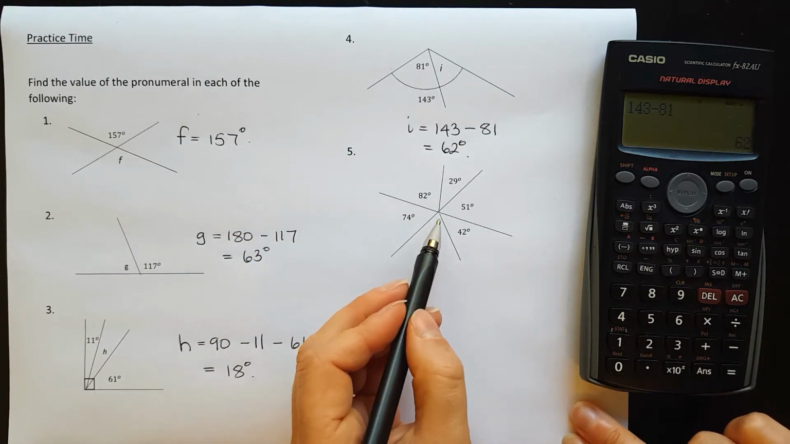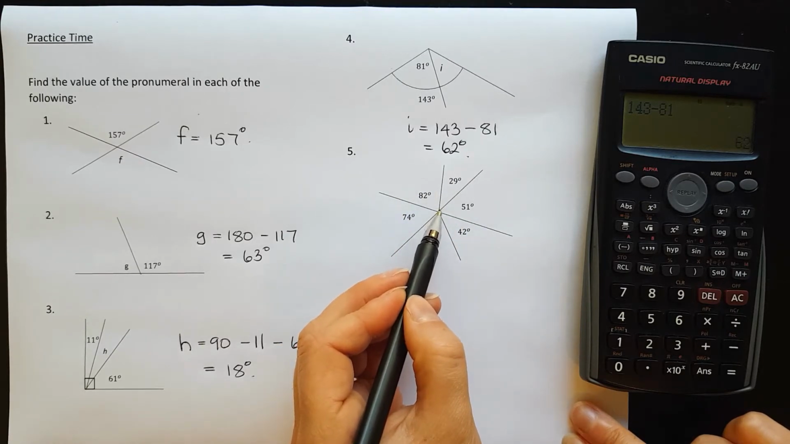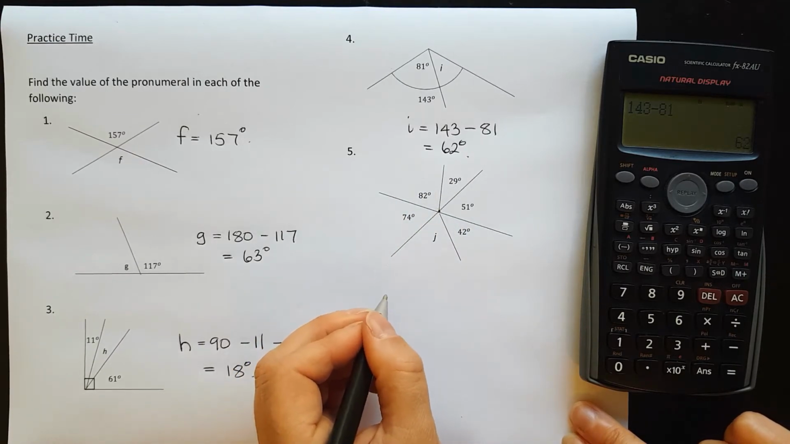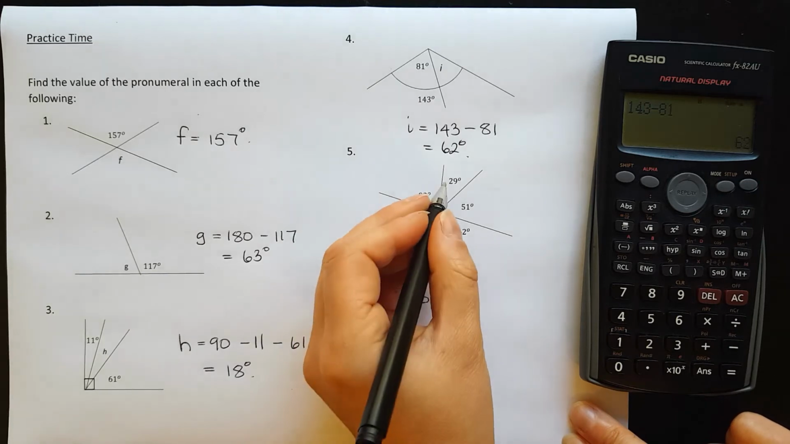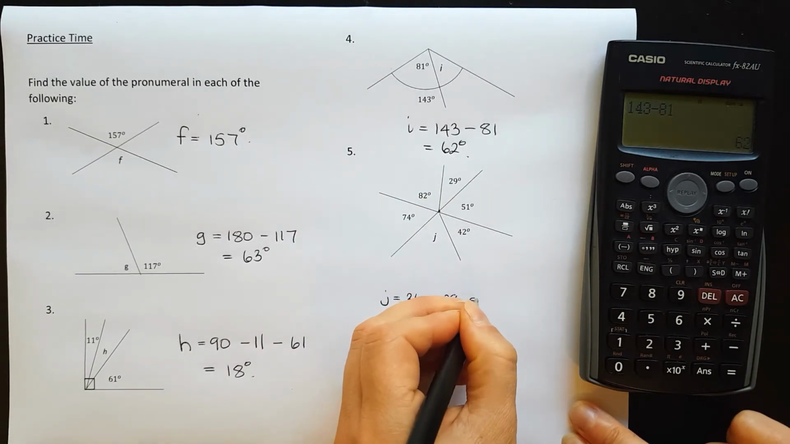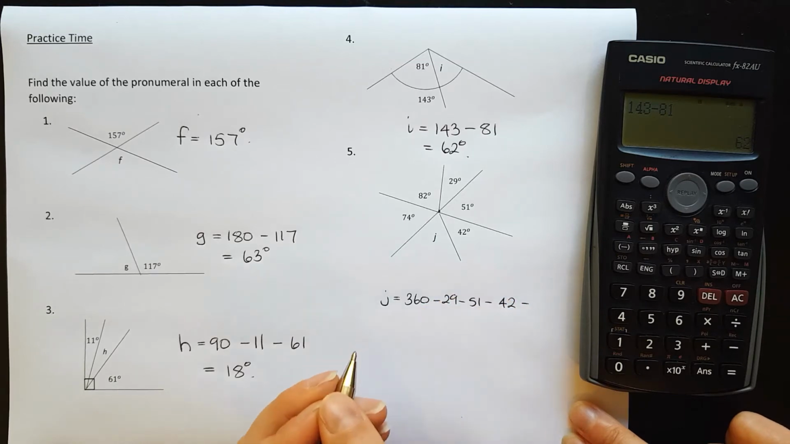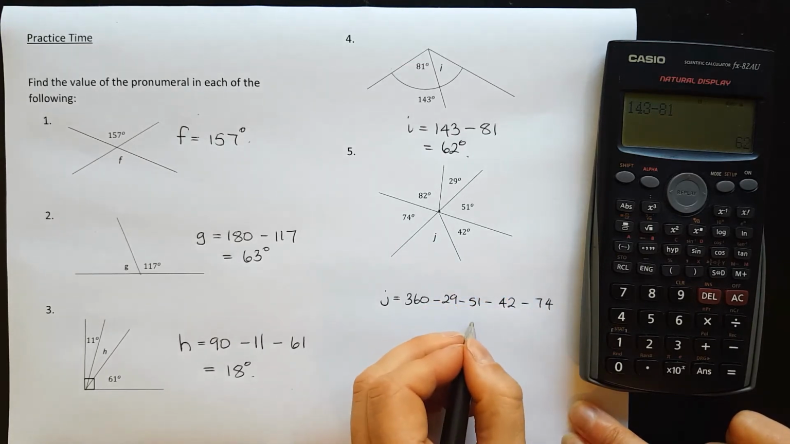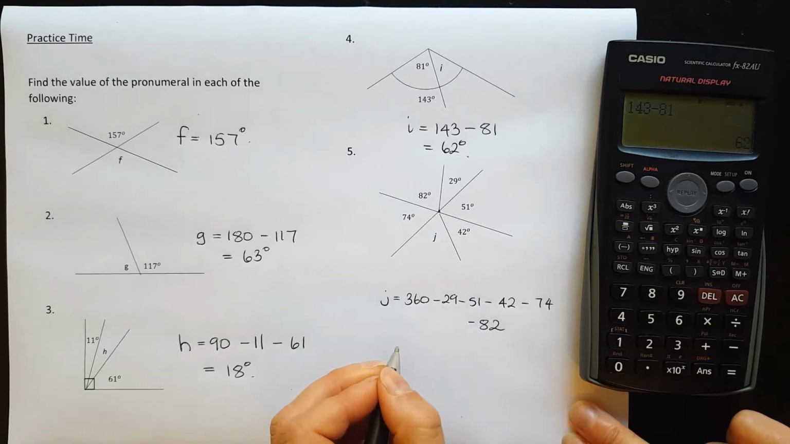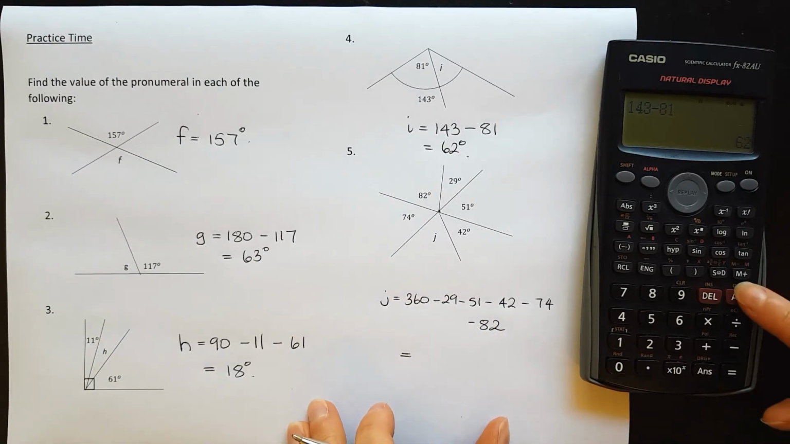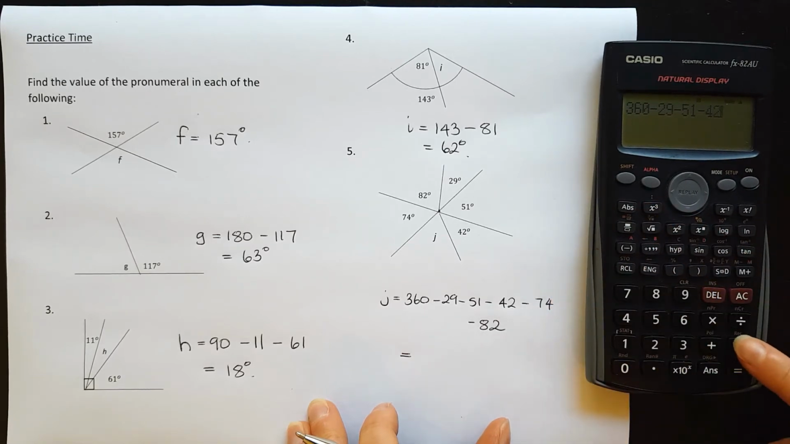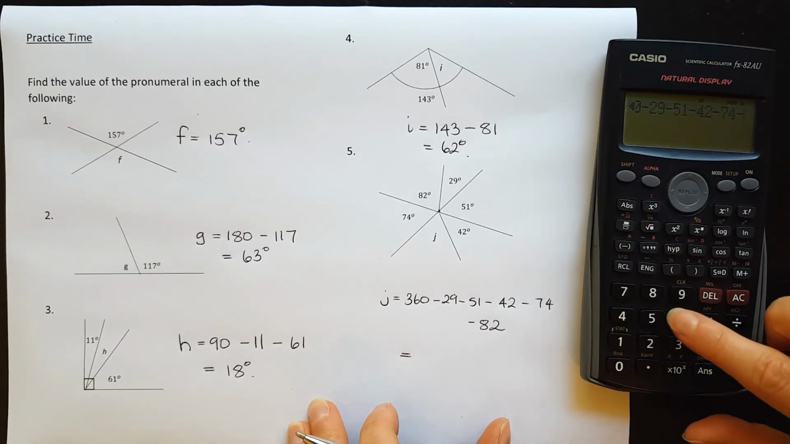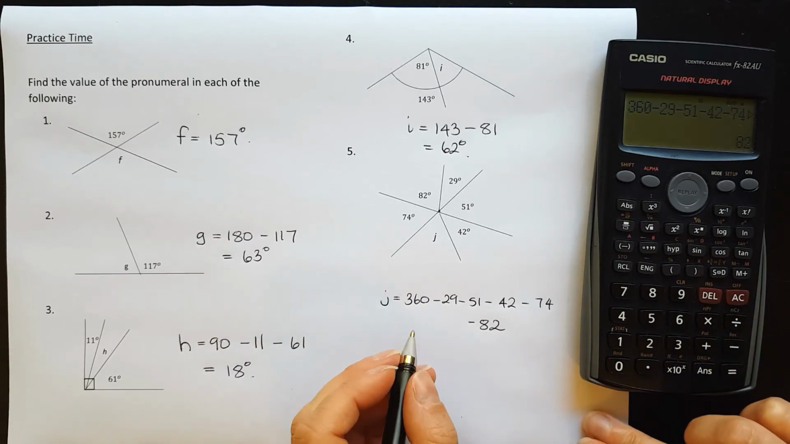For question 5, this is lots of angles around a point. There are 360 degrees in angles around a point. So J is 360 minus, let's start here, 29, then 51, then 42, then 74, and 82. Lots of things there to subtract off. So 360 minus 29 minus 51 minus 42 minus 74 minus 82 is equal to 82.